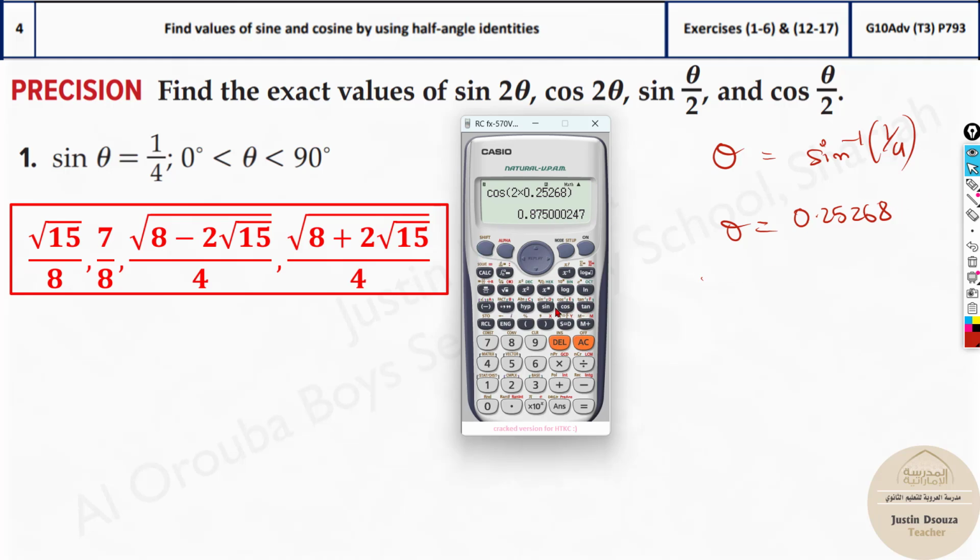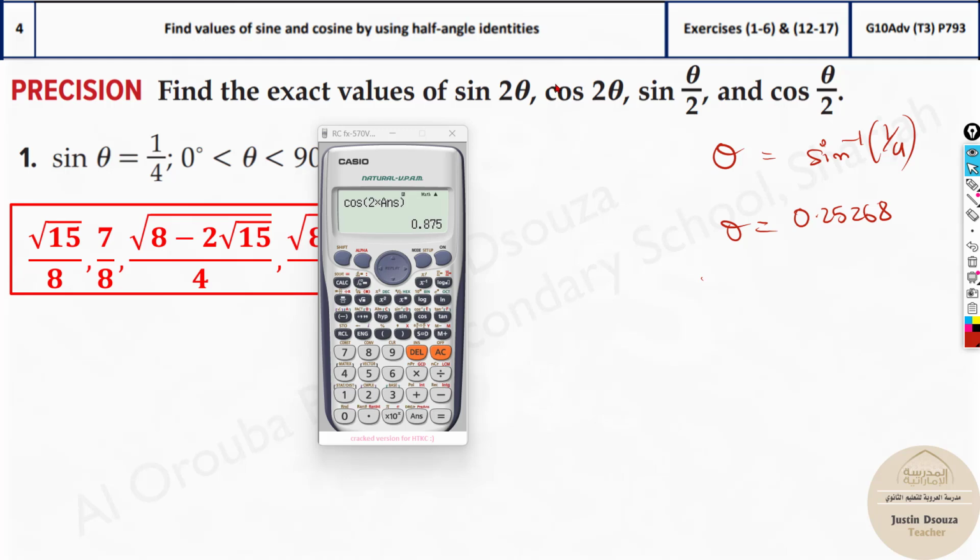But if you had found sine inverse 0.25, the exact theta value, and now if I do cos 2 into answer, this is the exact theta value, I'm getting the exact value. Sometimes you'll get it like this, sometimes you'll get it as a decimal. Please compare the answers with the options. So for the first two, that is sine 2 theta and cos 2 theta, you can use the calculator easily, whereas for sine theta by 2 and cos theta by 2, you cannot.